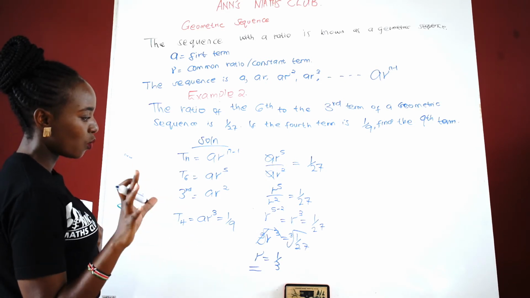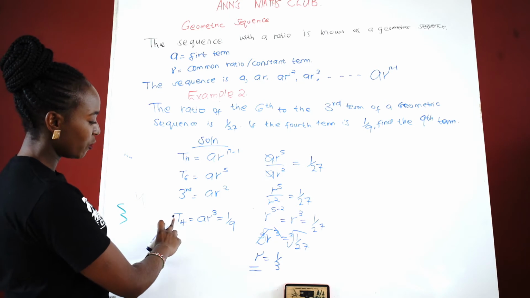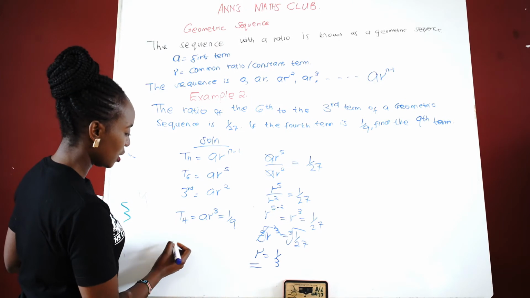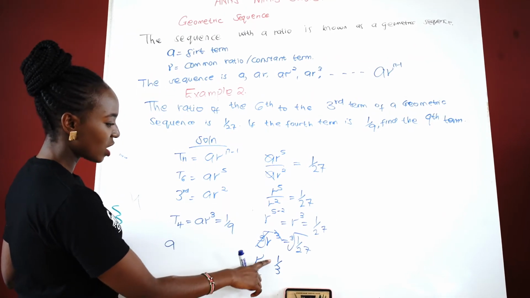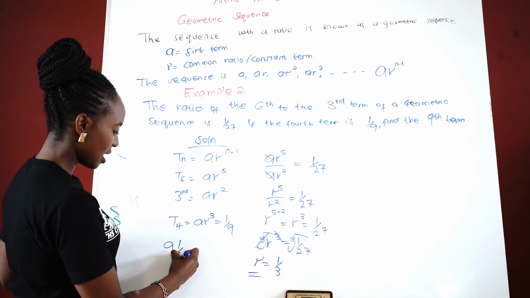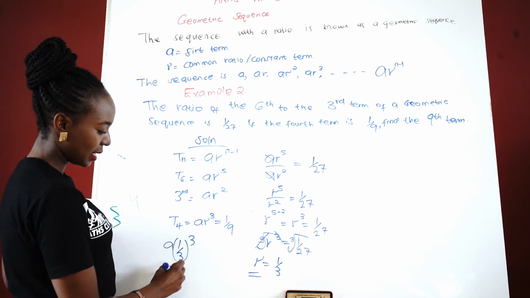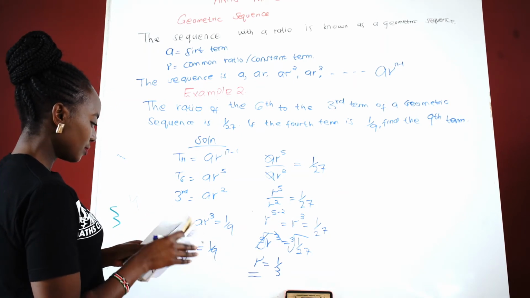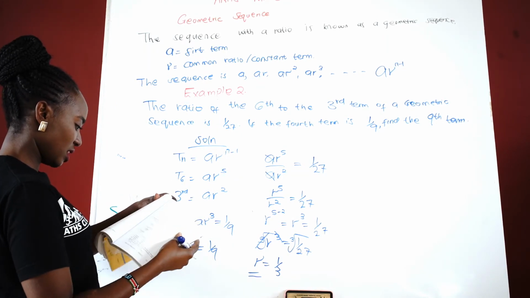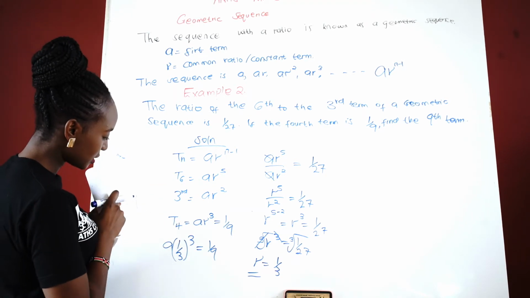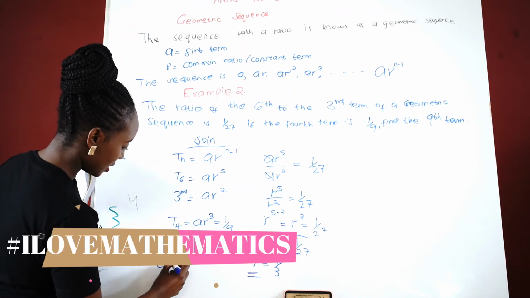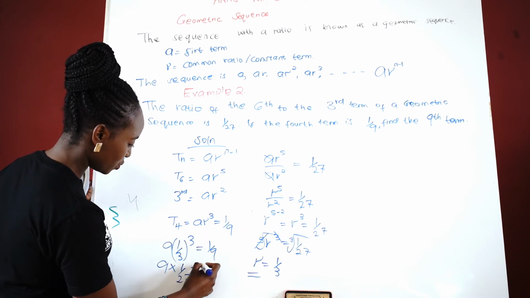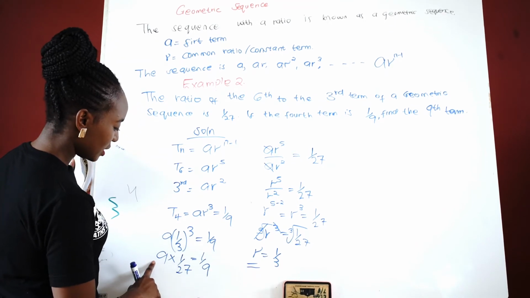Therefore, again, what do we have? We have the equation. We've been told the 4th term, ar^3, is equal to 1/9. So we have a times r, and r we already have as a third, raised to 3. So we replace it: because I don't have my calculator, let me just look at this. This becomes a times (1/3)^3, which is 1/27, equal to 1/9. So let us find a.